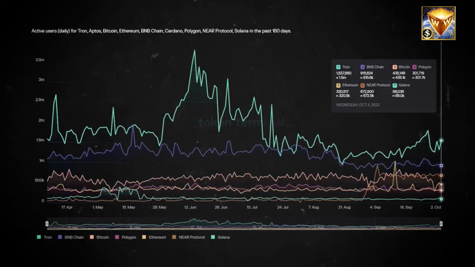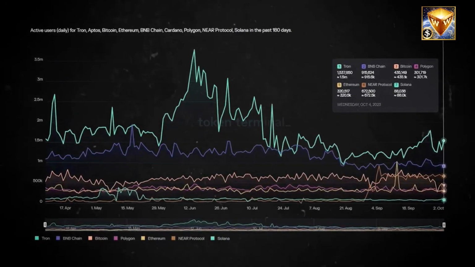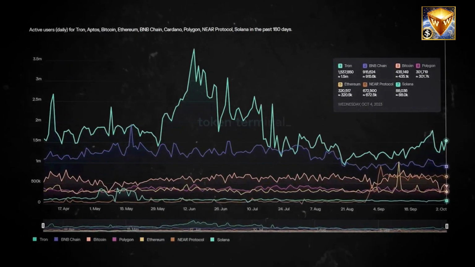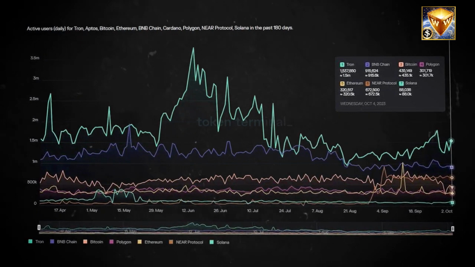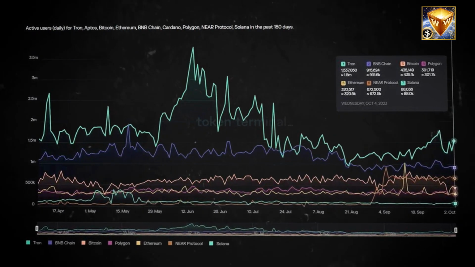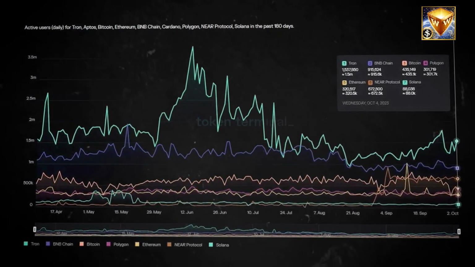But it's not just about the price. The health of a cryptocurrency network can often be gauged by the number of these active addresses. A thriving, bustling network with lots of active addresses is a sign of a strong user base. On the flip side, a decline could signal waning interest, which may translate to a drop in value.